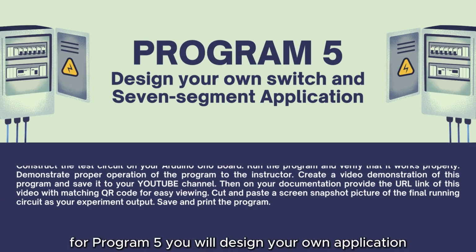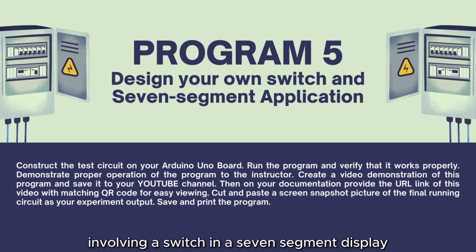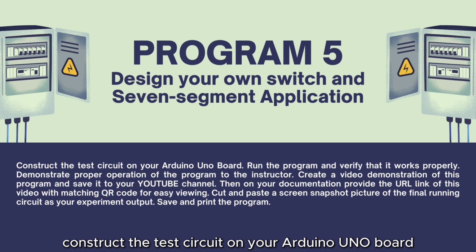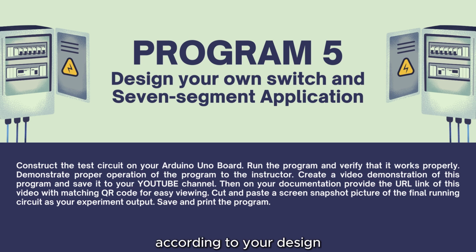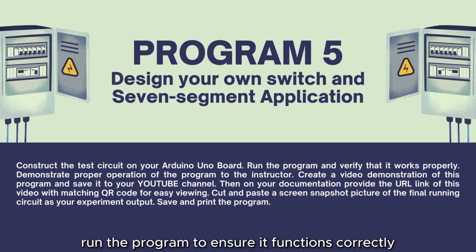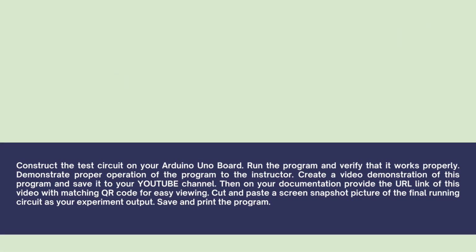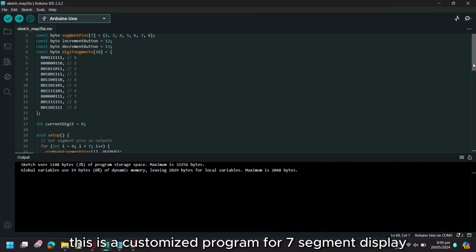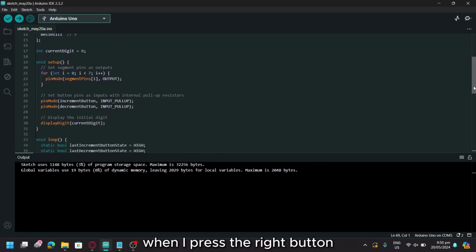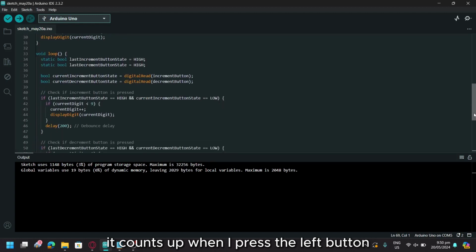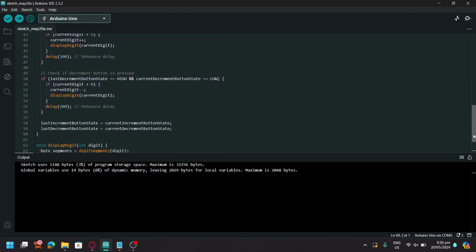For Program 5, you will design your own application involving a switch and a 7-segment display. Construct the test circuit on your Arduino Uno board according to your design. Run the program to ensure it functions correctly, and demonstrate its proper operation to your instructor. This is a customized program for the 7-segment display. When I press the right button, it counts up. When I press the left button, it counts down.